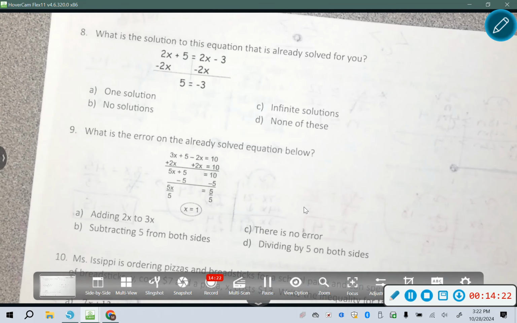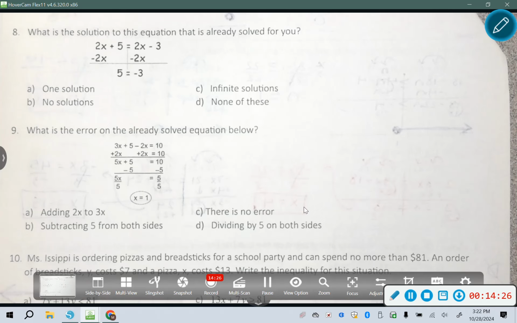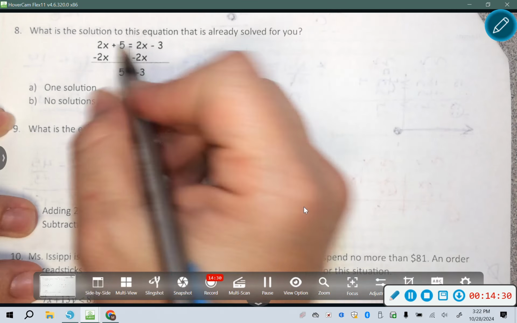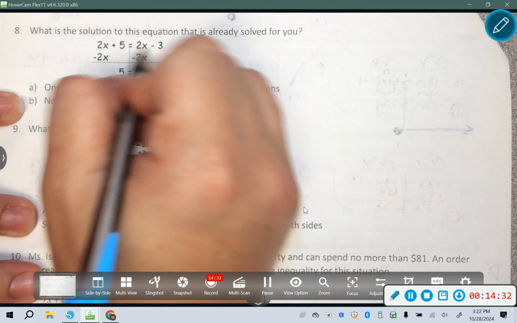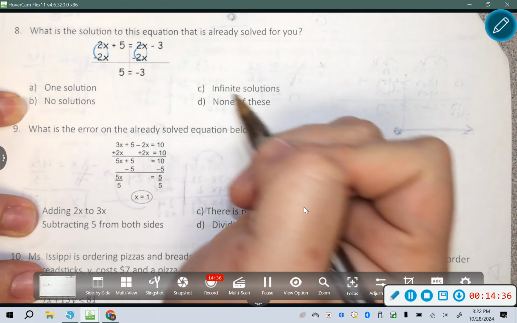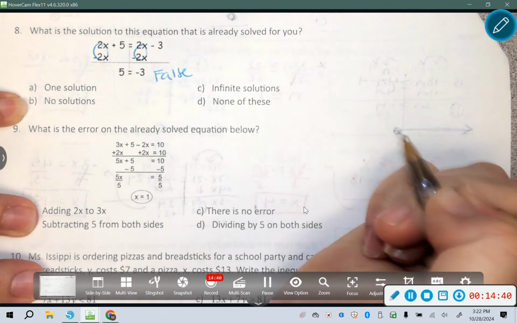Okay, so we're here at number 8. So number 8 says, what is the solution to the equation that is already solved for you? So it's already solved. So you'll notice they had this. They did minus 2x to move the x's to the left, and they both canceled. So I'm left with 5 is negative 3, which is false. 5 does not equal negative 3.